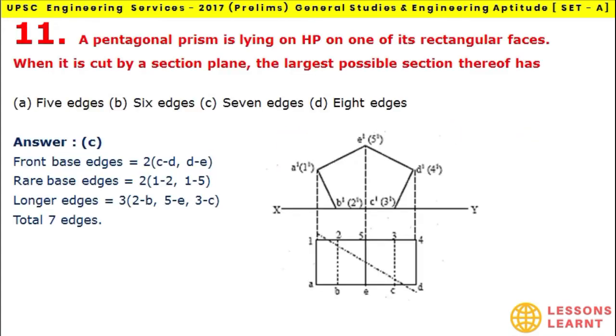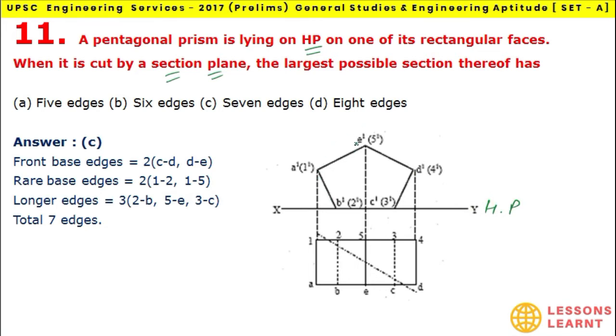So question number 11. In question number 11, a pentagonal prism is lying on HP, means horizontal plane, on one of its rectangular face. When it is cut by section plane, the largest possible section thereof is 5 edges, 6 edges, 7 edges or 8 edges. Okay, now this is the XY line, or we can say the HP, horizontal plane.